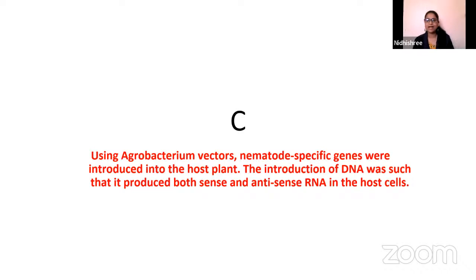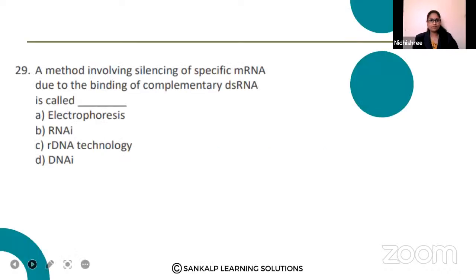Using agrobacterium vectors, nematode-specific genes were introduced into the host plant. The introduction of DNA was successful. Why? Because it produced sense as well as antisense RNA in the host cell. Then, 29th question is, a method involving silencing of specific mRNA due to binding of complementary double-stranded RNA is called.